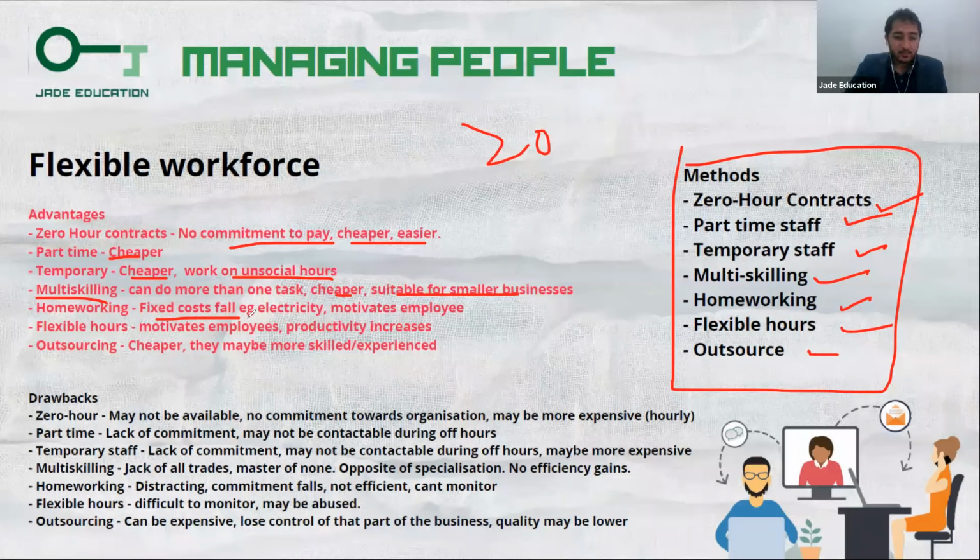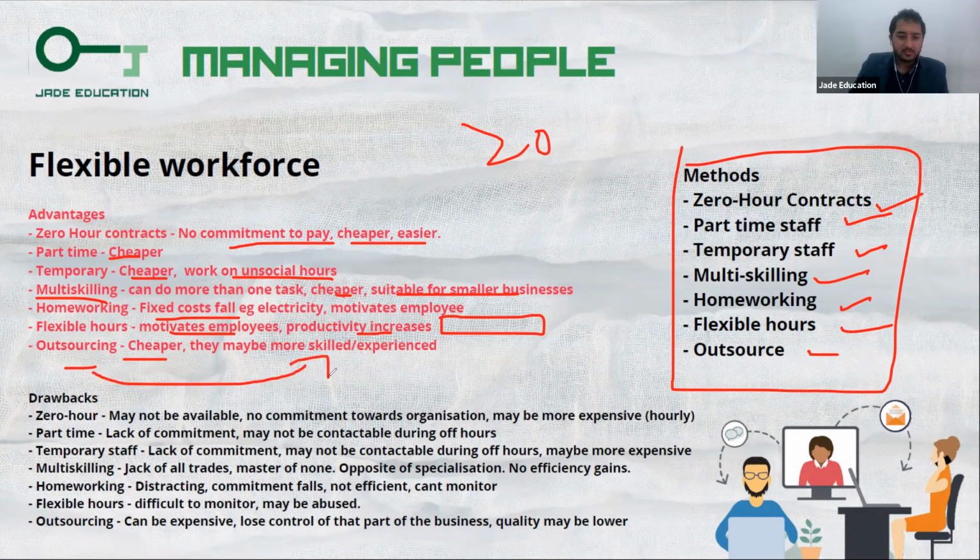Flexible hours kind of motivates your employee, because you tell them they can come in at this time and that time, but just make sure that your job is done at the end of the day. Productivity. Outsourcing is cheaper, and obviously the person you outsource it to may be more skilled, no? Because they've been doing this on and on and on.